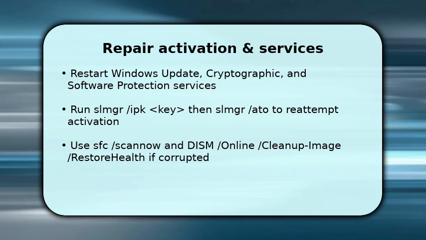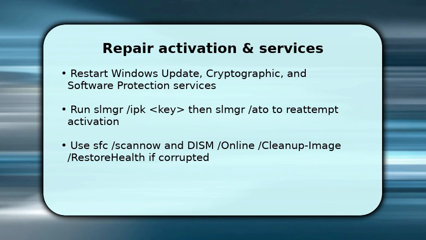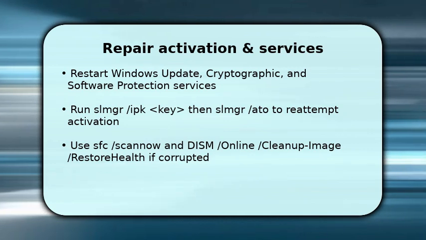Once you've captured the error details, restart Windows Update, Cryptographic and Software Protection services to clear transient faults. You can do that from services.msc or via net stop/start commands. Next, reapply the key with slmgr /ipk <your key> and immediately run slmgr /ato to force online activation.